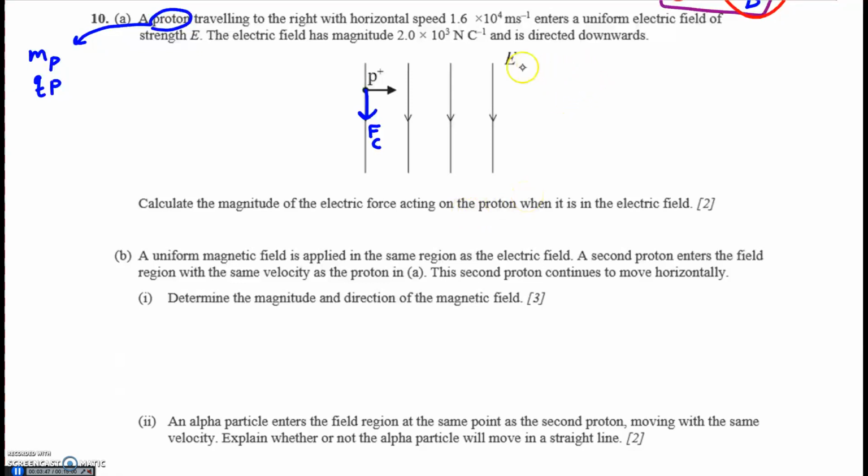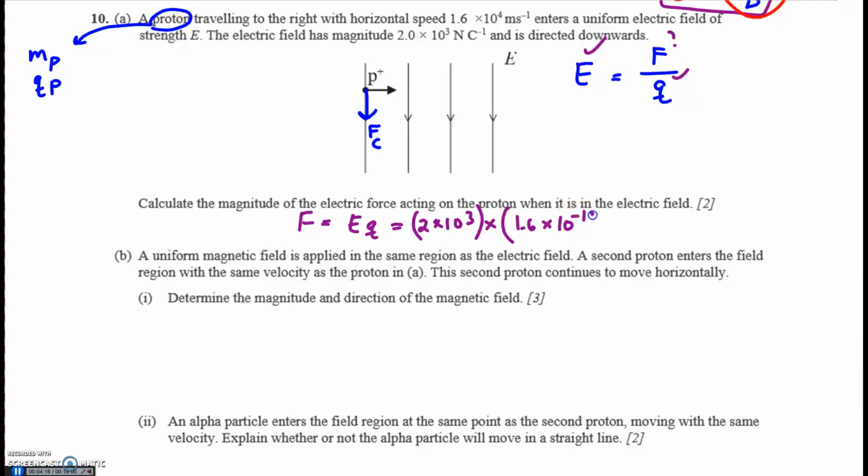The magnitude of the force, well, I know E, I know Q, and I'm looking for force. They are related by this equation. The value of E is given, Q is known, so force is going to be the product. That's going to give us 2 times 10 to the third, that's the value of E, times the value of Q, 1.6. So 2 times 16, that's 32. I've got 10 to the 3, 10 to the minus 19. I add the exponents, and there's my answer.